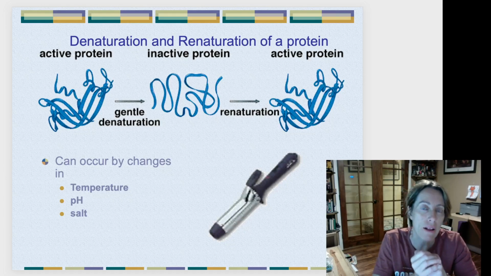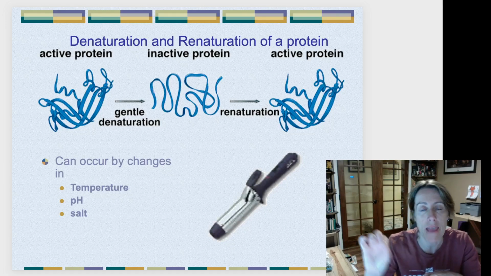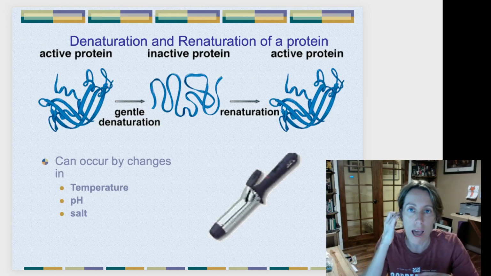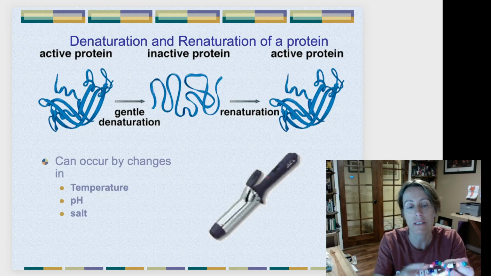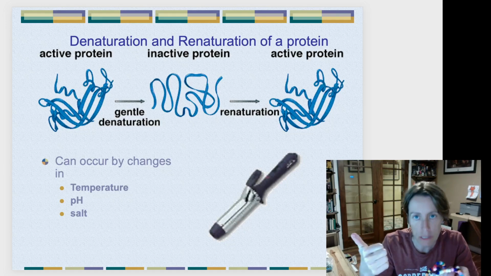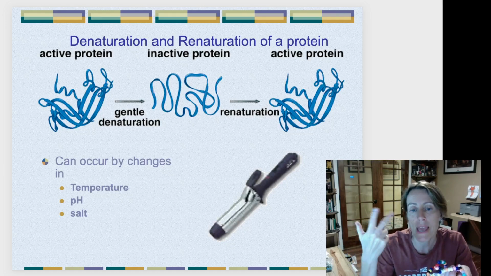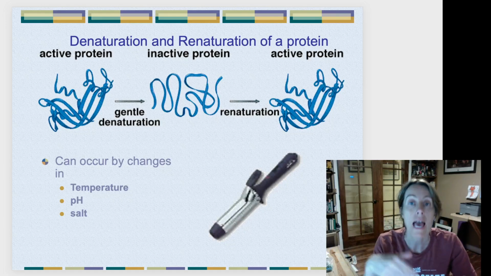And also high concentrations of salt, because salt is made of ions, Na plus and Cl minus, and those salt ions can get in between here and cause different attractions to happen and just disrupt how the folds are and how the R group interactions are happening. So heat, extremes of pH, and salt, these are all things that can disrupt protein folding and result in denaturation.